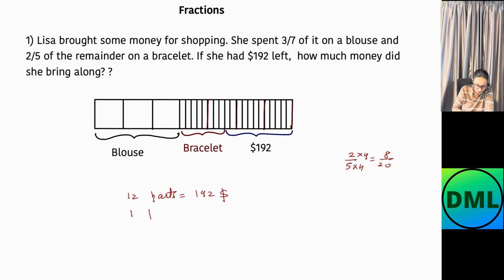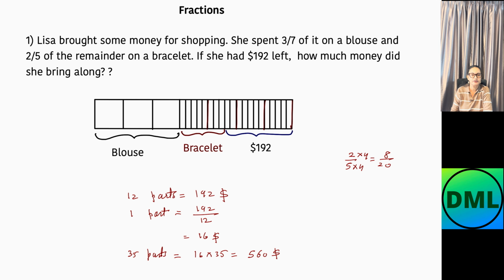I need to get the answer for one part. One part is given as 192 divided by 12, which will be $16. This part is $16. She asked how much money did she bring along? So in total, how many parts did she have? She had 5 times 7 is 35 parts. I need to get the answer for 35 parts, which is 16 times 35, which will give you the answer as $560. She had initially $560. This is the way we can solve it by the Singapore method.